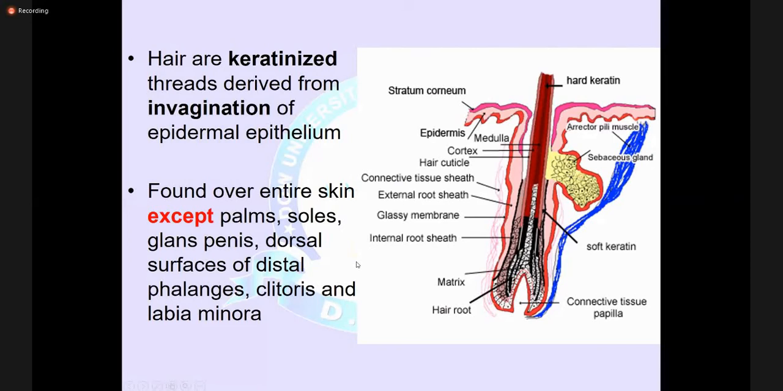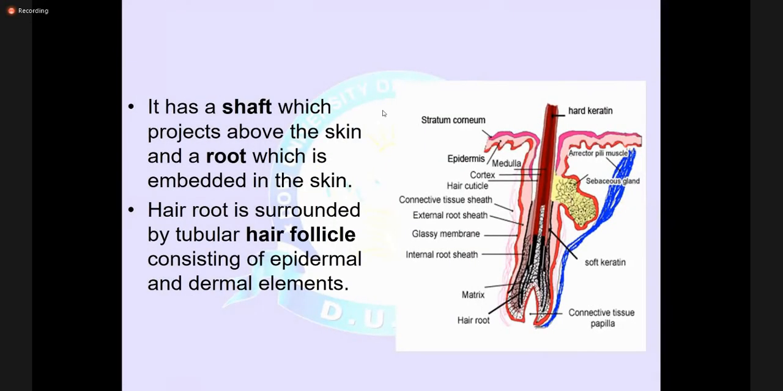So these are the structures of the hair. It has a shaft, which projects. This is the shaft, right? This projects above the skin, and it has a root, right? Which is embedded within the skin. So the root is embedded in the skin. The shaft is above the surface of the skin.